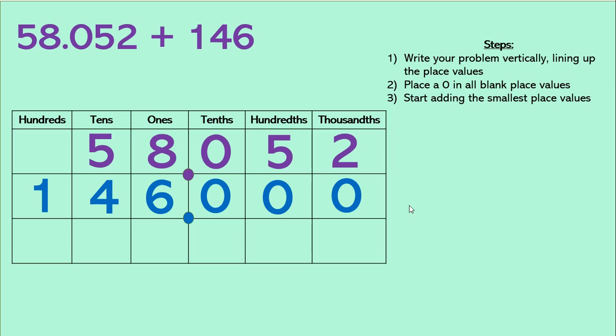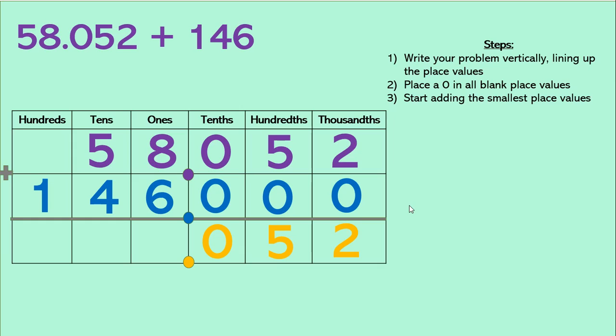Now we're going to be adding the smallest place values first. Here, we have 2 thousandths plus 0 thousandths is 2 thousandths. 5 hundredths plus 0 hundredths is 5 hundredths. 0 tenths plus 0 tenths is 0 tenths. Remember, the decimal point always goes to the left of the tenths place.